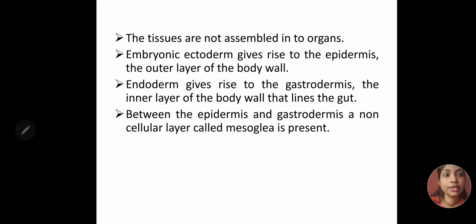Here the embryonic ectoderm gives rise to epidermis, which is the outer layer of the body wall, and endoderm gives rise to gastrodermis, that is the inner layer of the body wall that lines the gut or the stomach. Between the epidermis and gastrodermis, a non-cellular layer called mesoglea is present. So that is, between ectoderm and endoderm, there is no mesoderm. If it were to be mesoderm, it would have been called a cellular layer and it would have been an example for triploblastic animal. But since the middle layer is mesoglea, which is non-cellular, we still consider Hydra and other members belonging to phylum Coelenterata as diploblasts.